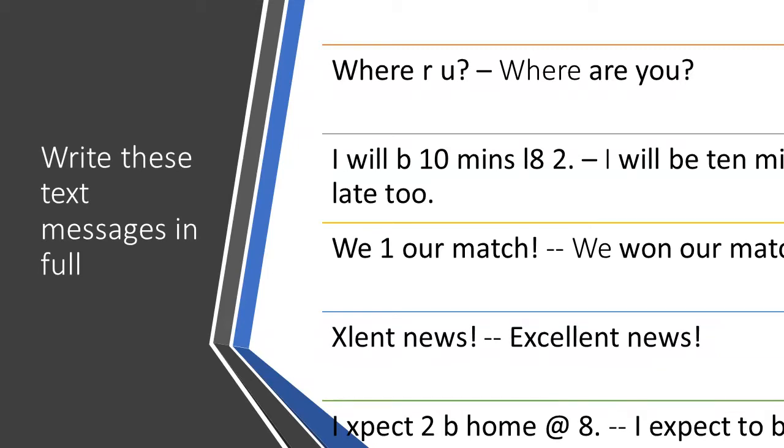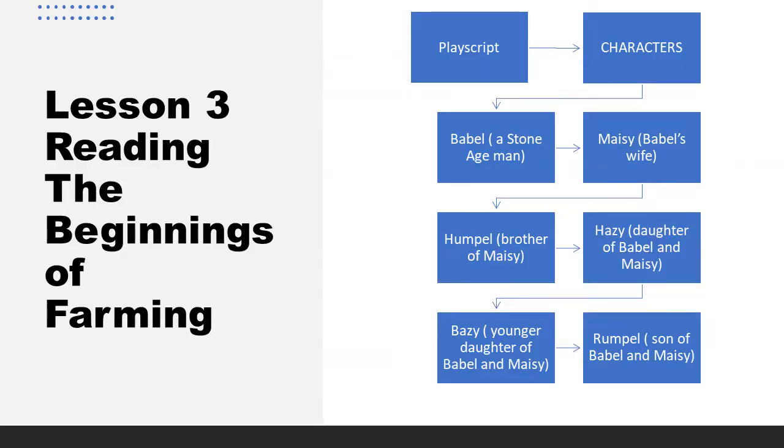Then come to lesson number 3, page number 48. That is reading, The Beginning of Farming. This is a play in which we have a few characters. One is Babel, a Stone Age man. Macy, his wife.